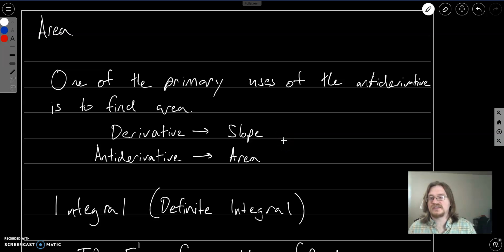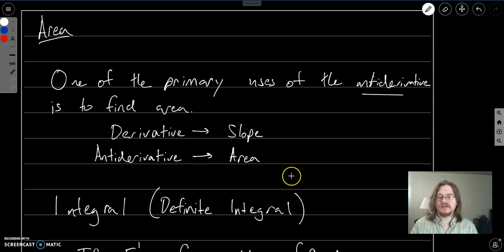Hello and welcome back. In this video we'll be looking at one of the uses of the antiderivative, that being finding area. When we take the derivative of a function, we normally think of that as the slope of the function. And when we take the antiderivative, we need to be sort of going backwards. If we're given the slope, we can find the original function.